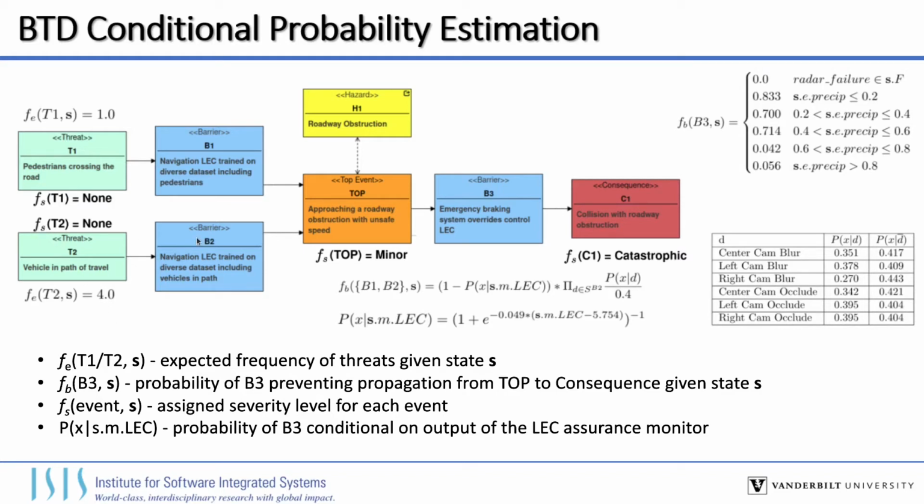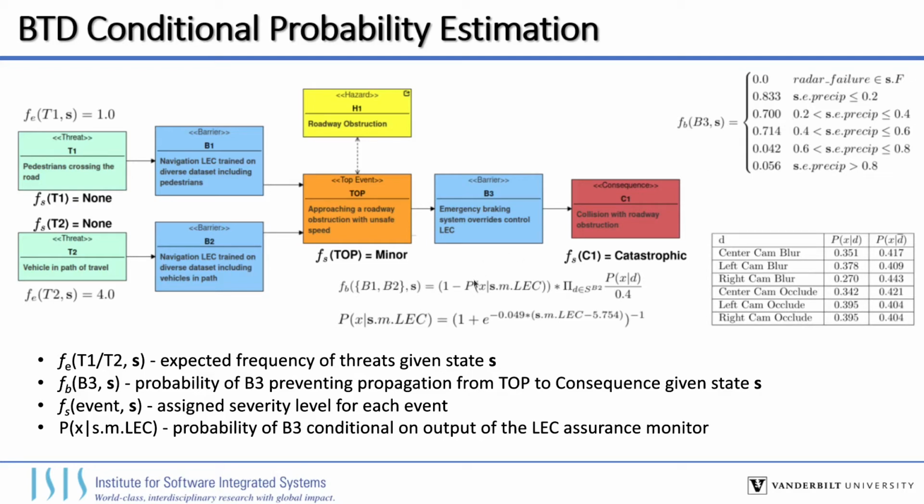FS gives a severity of events. So we see these threats are benign by themselves, so they have a none severity level. And then as we escalate through the graph, we see a minor severity level for the top event and then a catastrophic severity level for the consequence, or the collision.